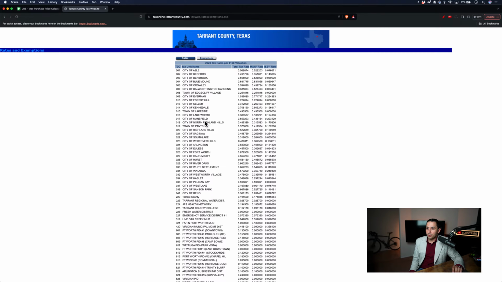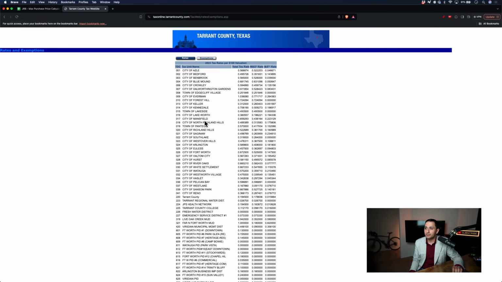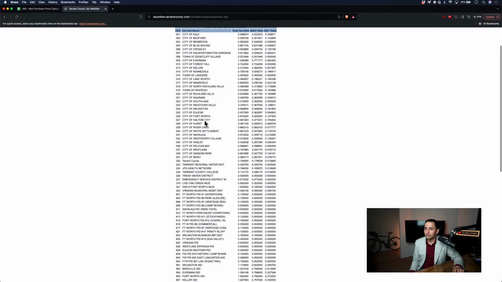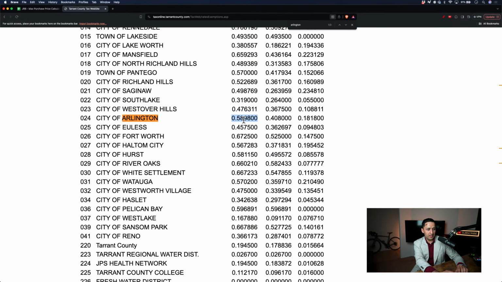All right, so what we're going to look for is, where's Arlington? Here we go. You would think that it'd be up here, right? So city of Arlington right here. All right. 0.589, so right here. Let me zoom in. Can you see that?